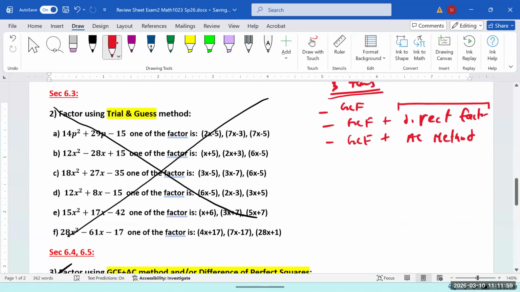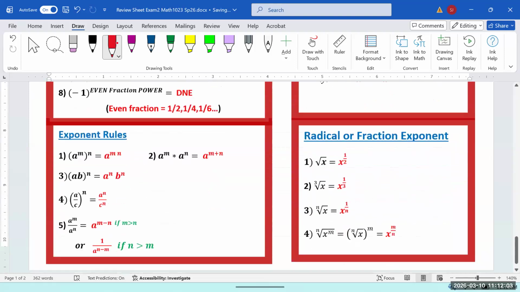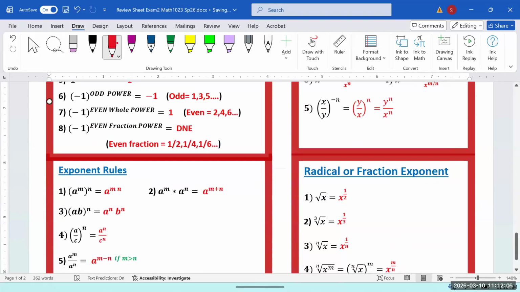So factoring, mostly factoring, and one page, all these rules. But I'm not going to ask you the rules themselves. I'm going to give you some questions, and all you have to do is apply the rule to give me the final result. For example, if I give you 2/3 to the negative 3 power, what do you get from here?